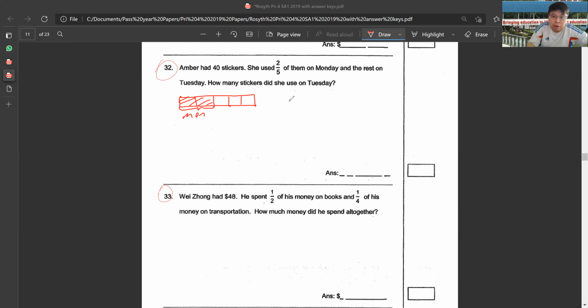Okay. Then the rest on Tuesday, right? So this is the rest. So Tuesday, what's the fraction she used? How many units are there? 3 units. You need to find 3 units, right? So 3 units, can I say is 3/5? Yes. 3/5.